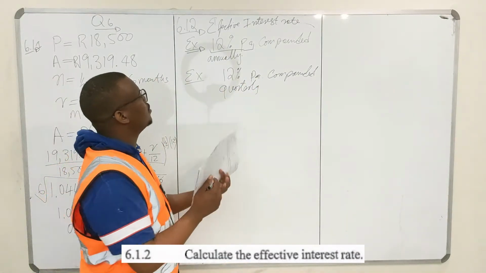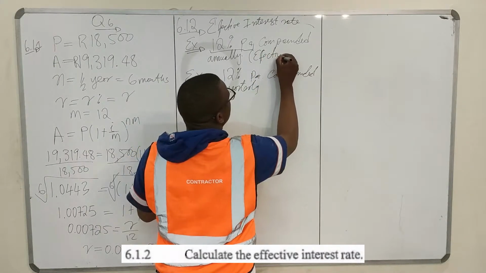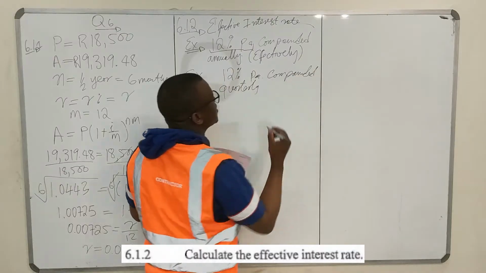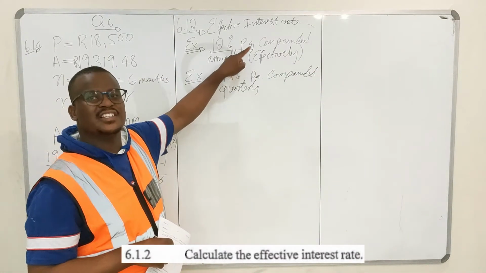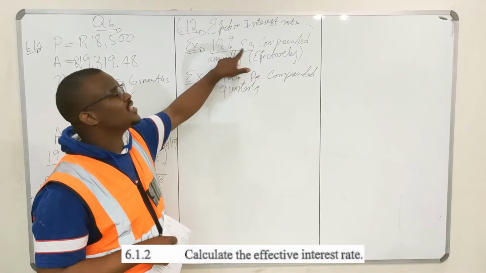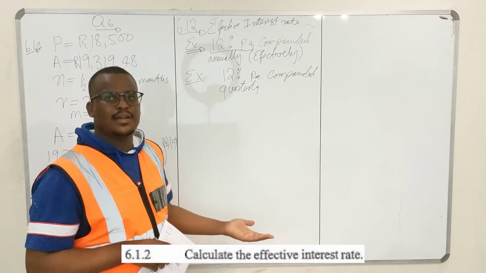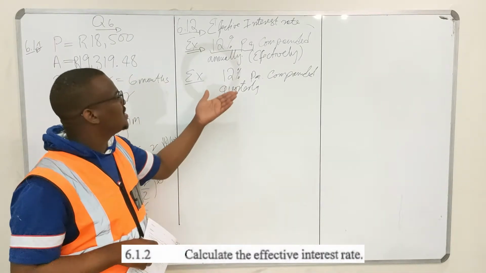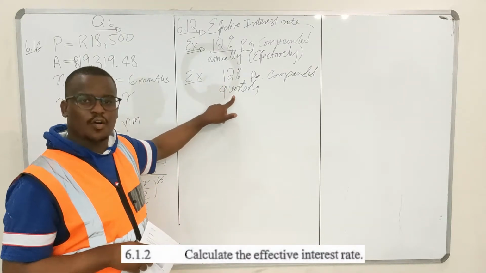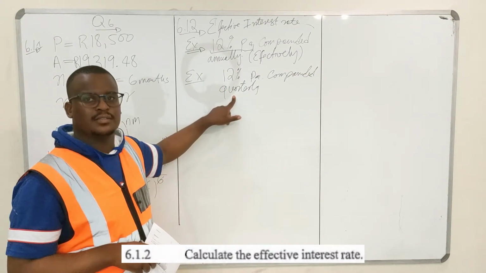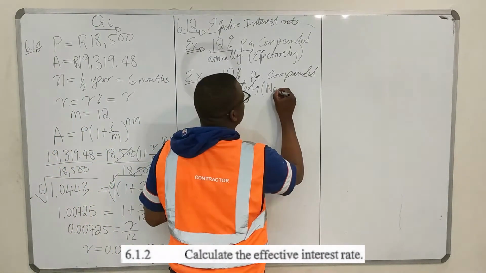So this is an example. Here, what we have is an example of an effective interest rate, because the quoted interest rate and the compounding period are the same, right? But here, the quoted interest rate and the compoundings are different. So this is an example of a nominal interest rate.